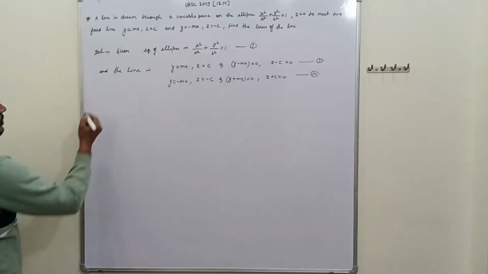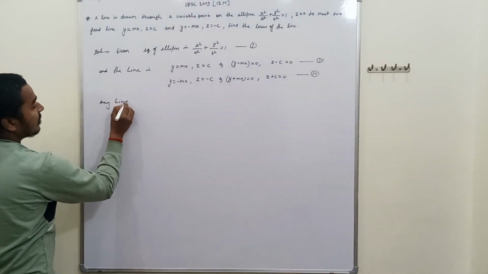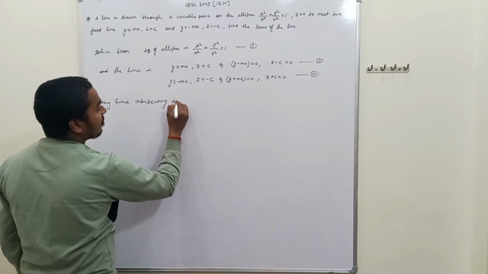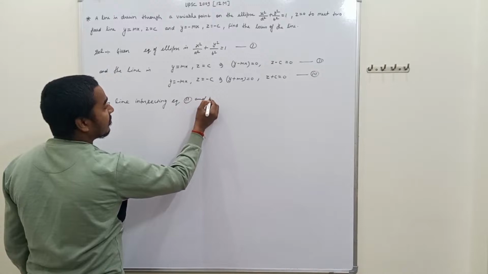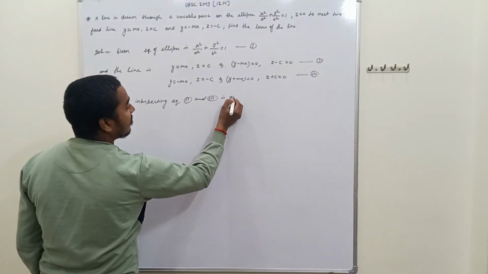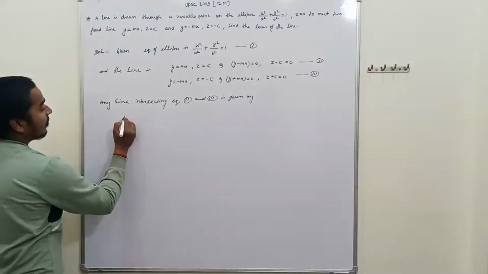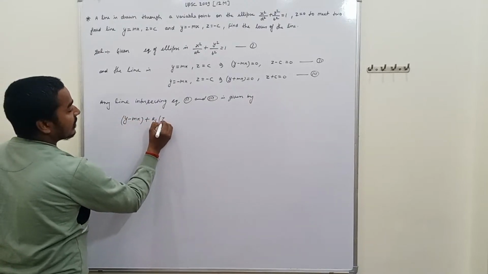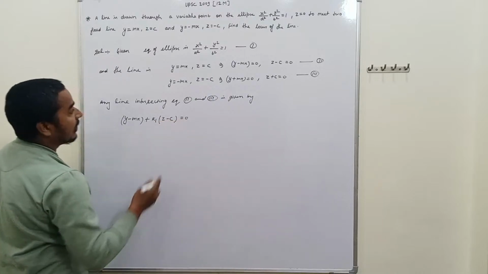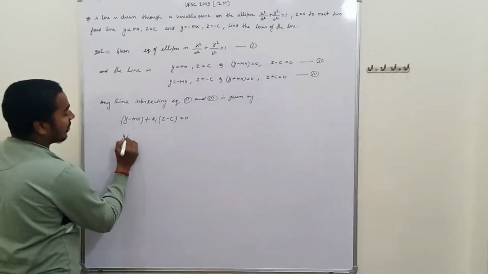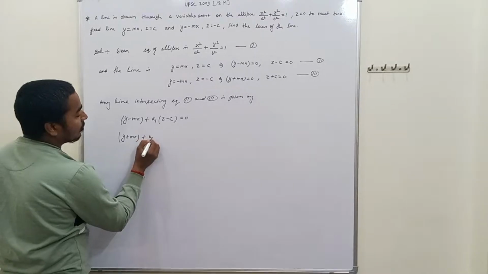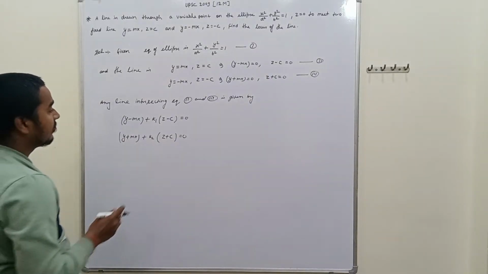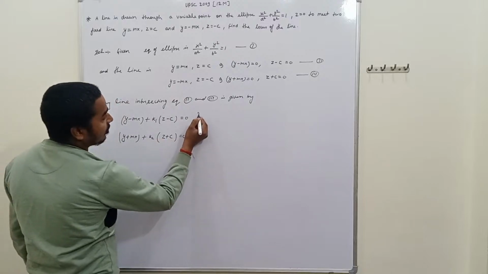We have to write any line intersecting equation 2 and 3, which is given by y minus mx plus k1 into z minus c is equal to 0, and for equation 3, y plus mx plus k2 into z plus c is equal to 0. Let this be equation 4.